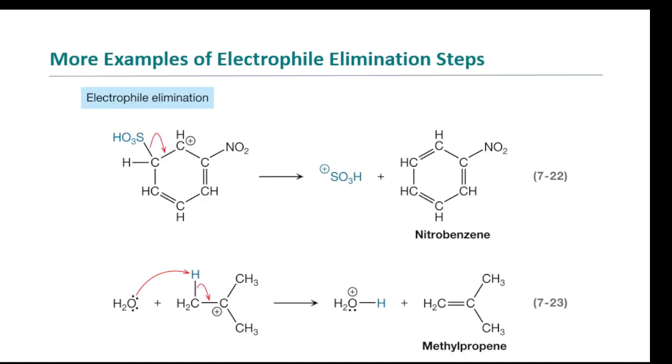Here's some more examples of this with actual species that are doing these things. And so, for example, we have our carbocation in our benzene here. And we have right here something that can act as a leaving group. Okay? And so we eliminate this new electrophilic species. This leaves us with our nitrobenzene.